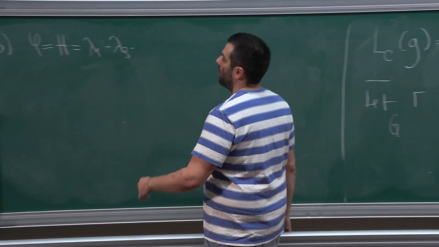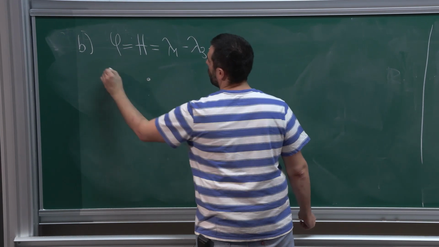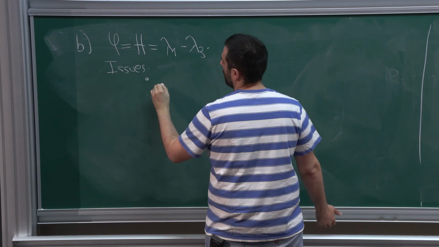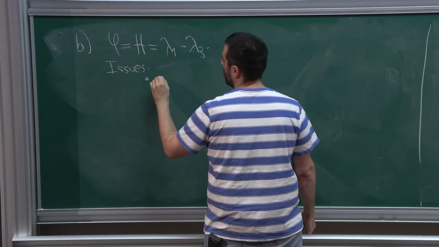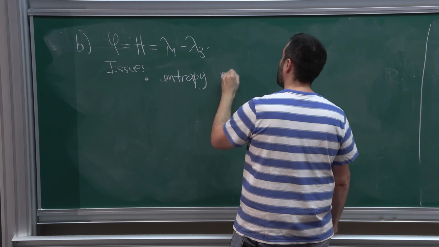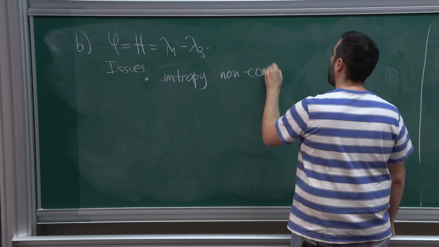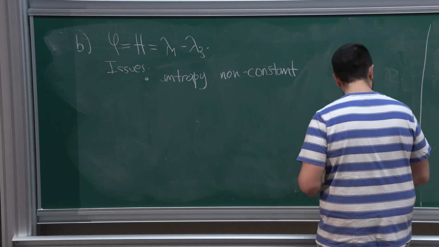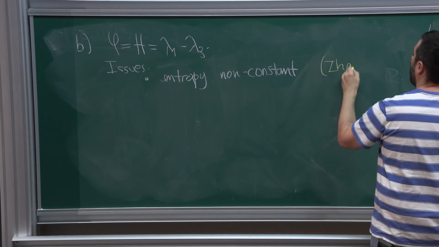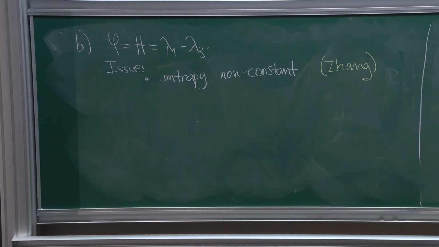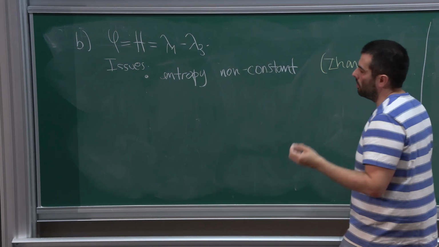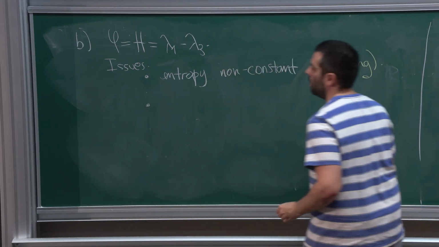So there are two issues that appear here. One is that you need to gain control on the entropy. Entropy is non-constant. So this is due to the sum, I guess. Then you renormalize by entropy. I mean, this makes things trickier, but okay.